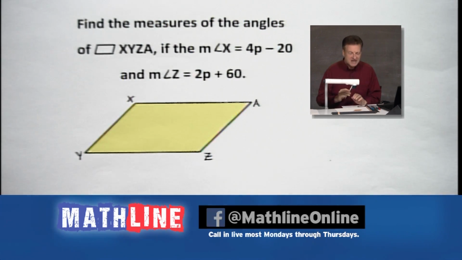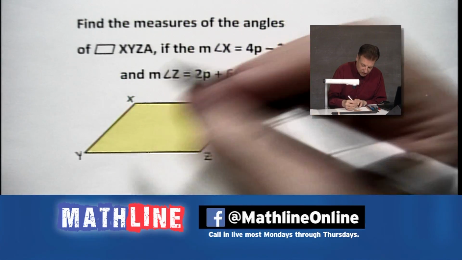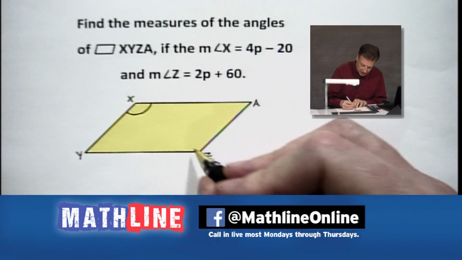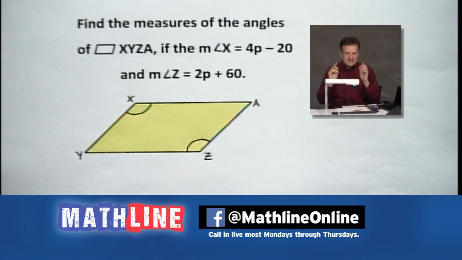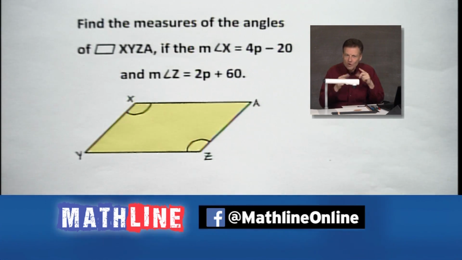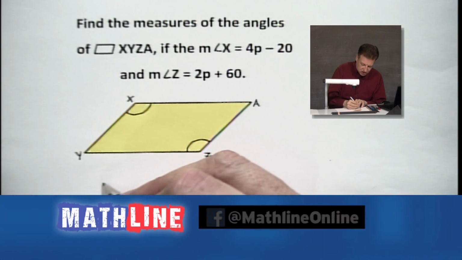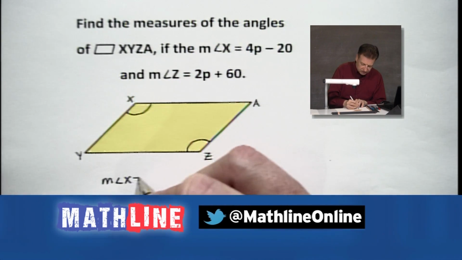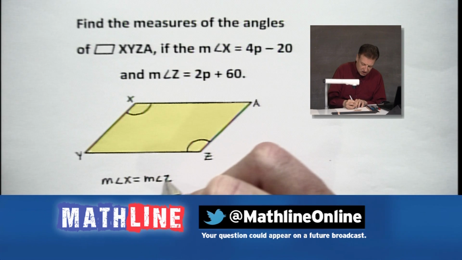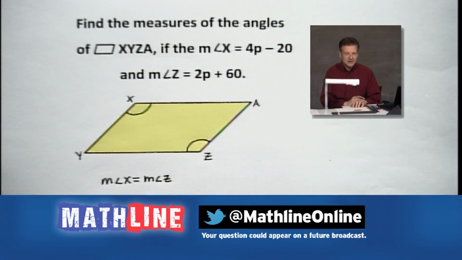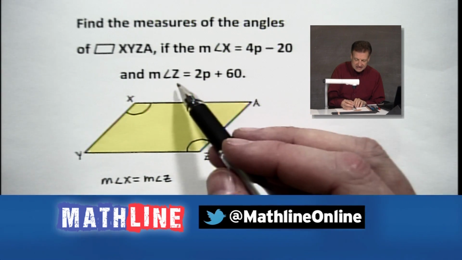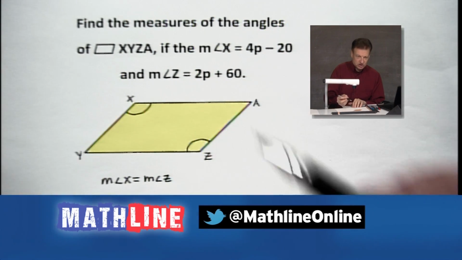So let's take a look at this. X and Z. First of all, let's mark them. They are the big ones. They are opposite angles of the parallelogram, and we know, you know, I know, we all know, they are congruent. So we're going to set the measure of angle X equal to the measure of angle Z. Now that's sweet, okay?